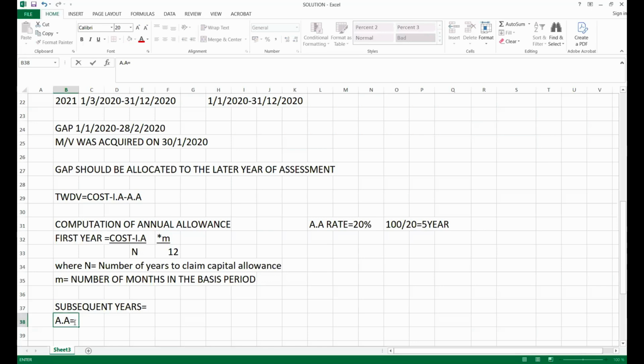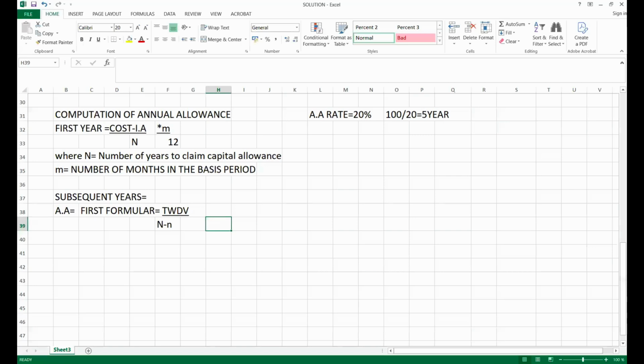But I will advise you on which of the formulas to usually use, because with one of the formulas, by the time you get to the final year, you need to make some adjustment. First formula in subsequent years: tax written down value divided by big N minus small n. That is the first formula. Tax written down value divided by big N minus small n is the first formula.